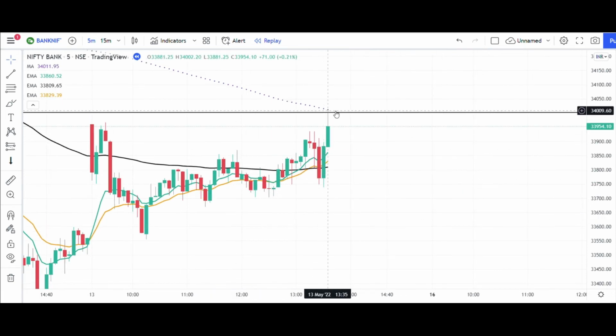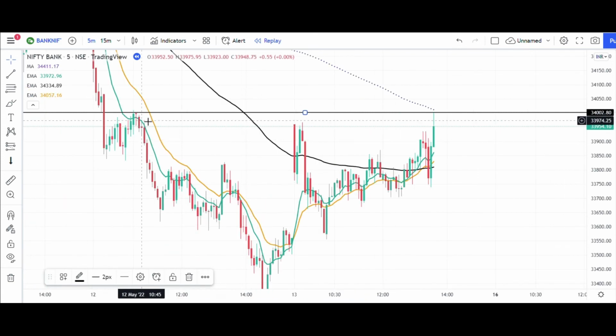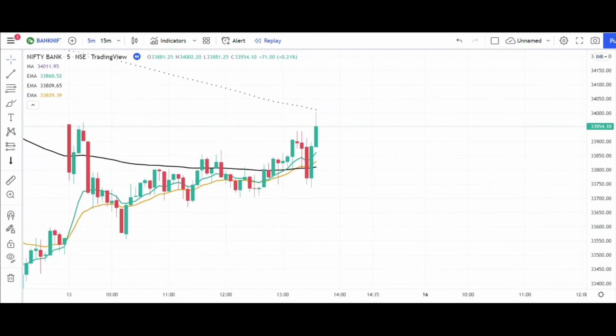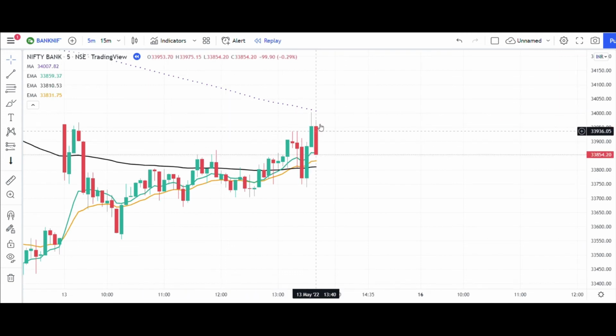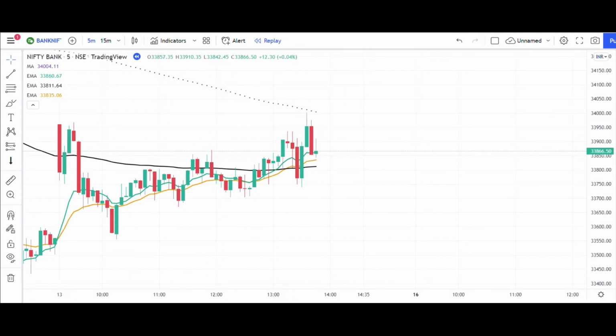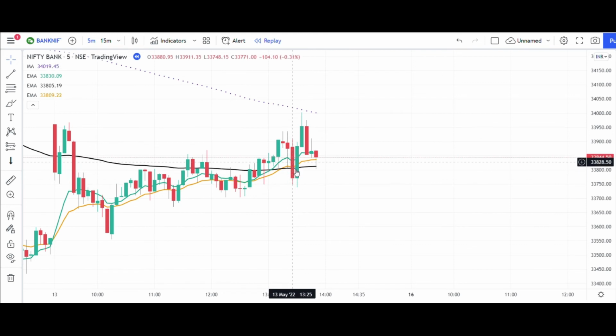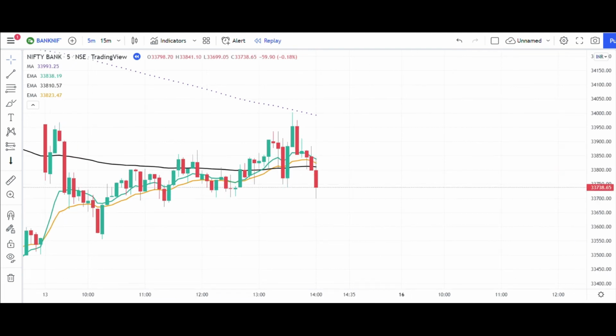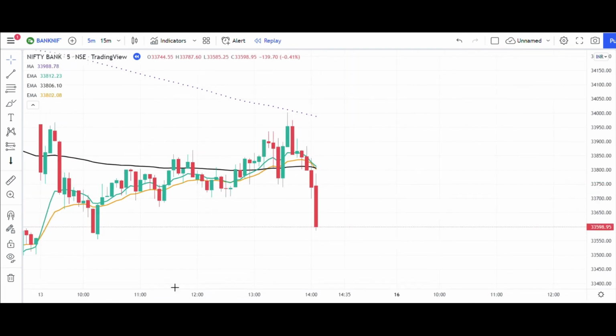Look, it almost reached here and turned back. Sorry, this was the previous line, I will delete it. So it reached here and got rejected from it. This is how it is working as a big resistance. So we will wait. The recent swing is still not there, because this is not making any sense as of now. Now price is showing a bit of strength to go down.